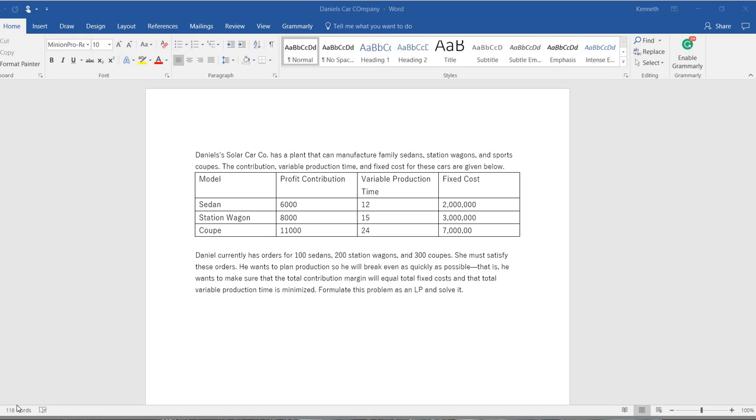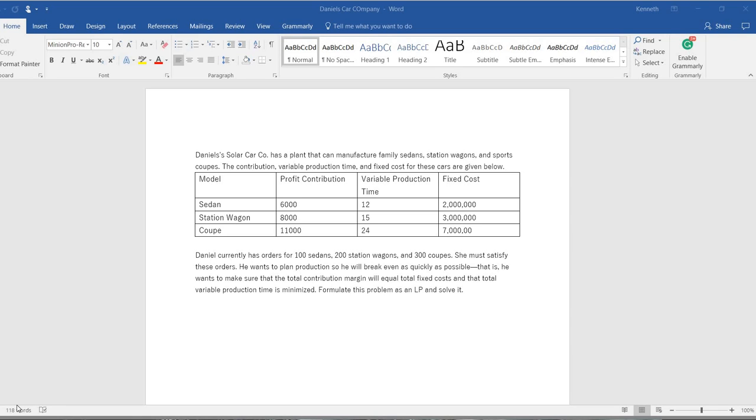Right in here. Now we understand that Daniel already has orders for 100 sedans, 200 station wagons, and 300 coupes, right? So we know that all of these fixed costs are going to be there, no matter what, because the plant has to go through and build these, right? So he wants to plan production to break even as quickly as possible, right? So when I'm looking here with this variable production time, I want to make this variable production time equal to how much really an hour we make per one, right?